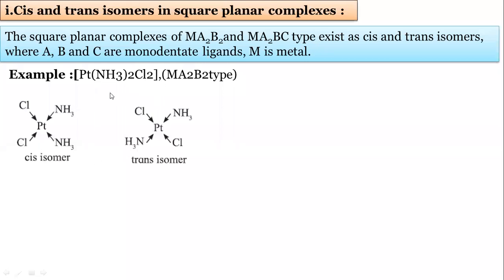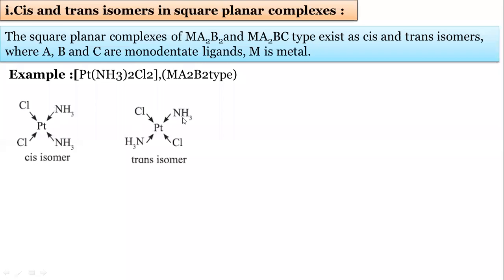Now see this example of cis and trans. This is important. According to the definition of cis and trans, see the identical ligands: chlorine, chlorine, and ammonia, ammonia. These are the identical ligands. According to the definition of cis, identical ligands have adjacent positions. So these chlorines have adjacent positions, and NH3, NH3 also have adjacent positions.